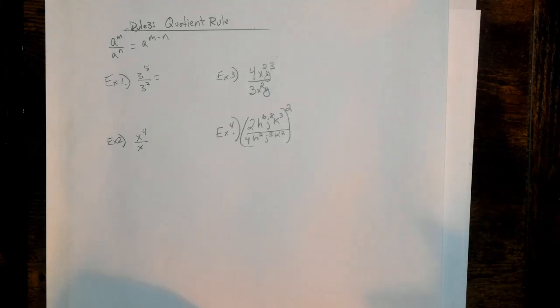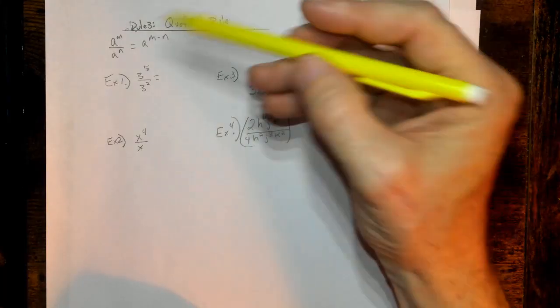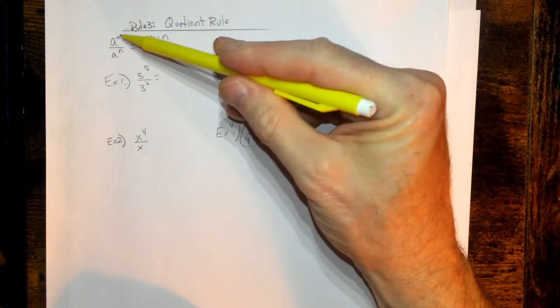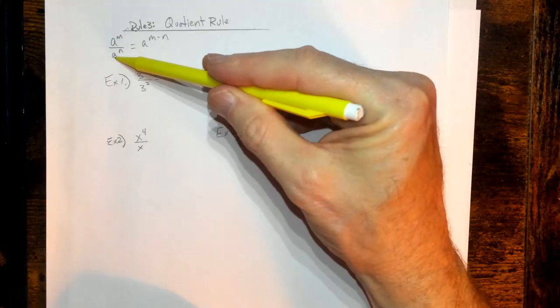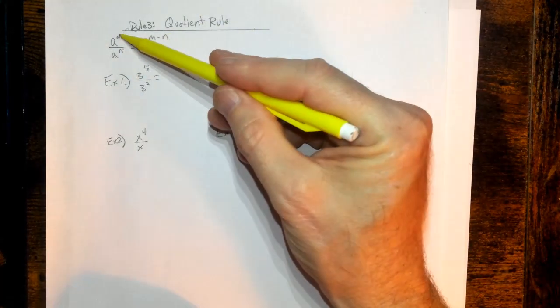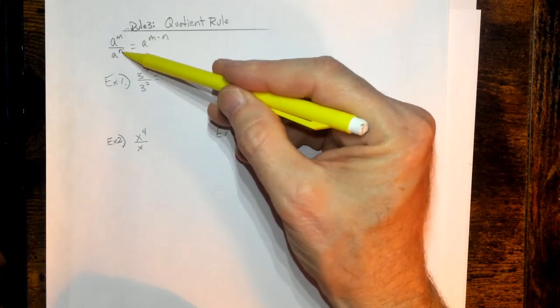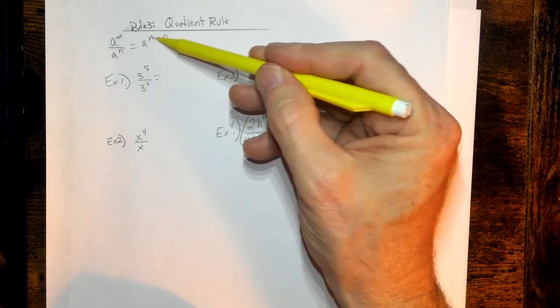Okay, so here is another lesson on the quotient rule. We'll look at the rule and then we'll look at some examples. So the rule is a to the m power over a to the n power. The effect of that is if the bases are the same and I have a different exponent in the denominator, then we subtract them.